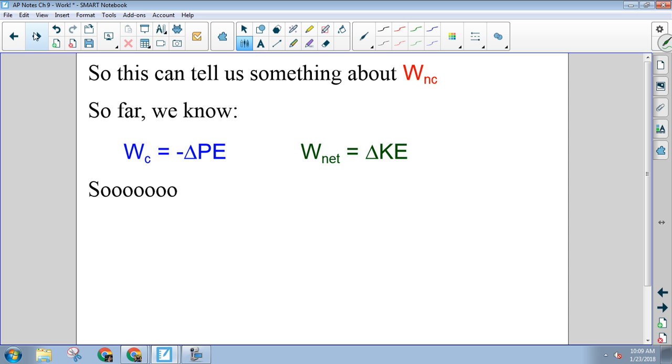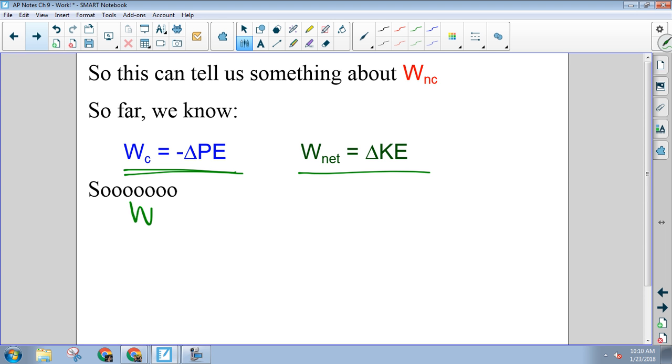All right, so it turns out we can then use that to figure out something about the work done by non-conservative forces. All right, so far here are the two things that we know. We know this from Unit 8. The work done by conservative forces is the opposite of the change in potential energy. And we just learned the work energy theorem, right? All right, so let's see.